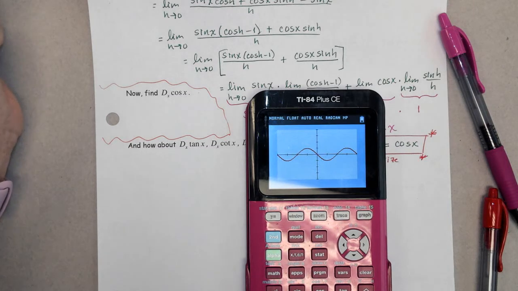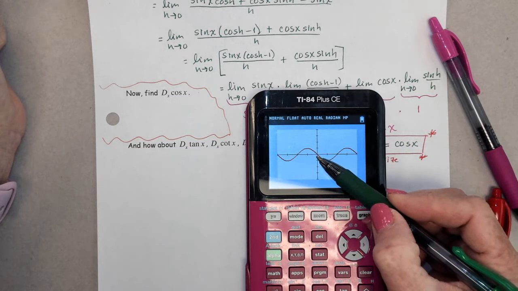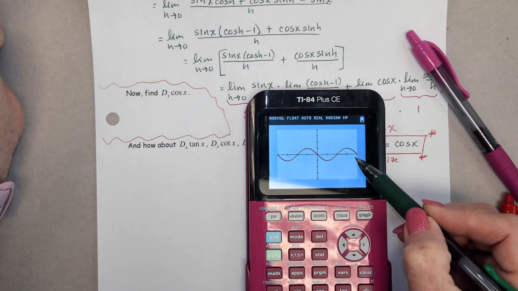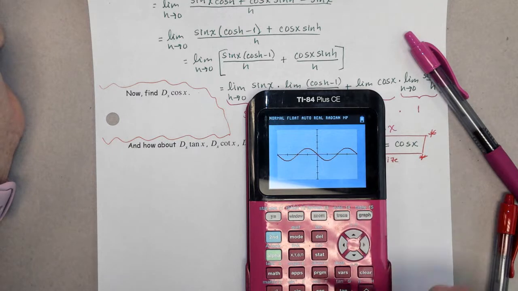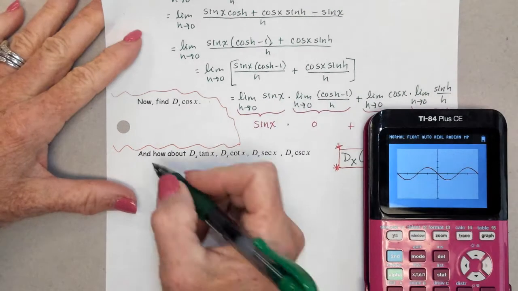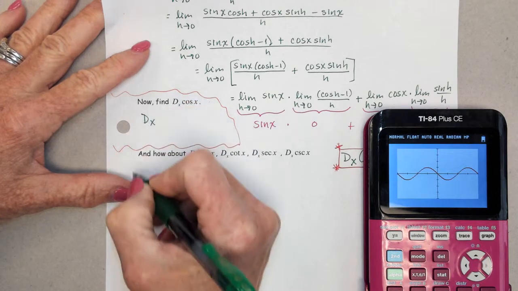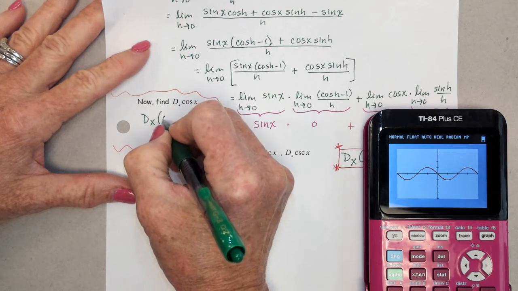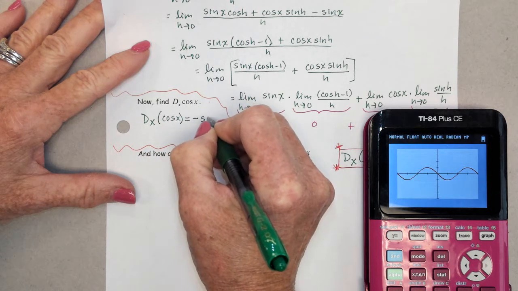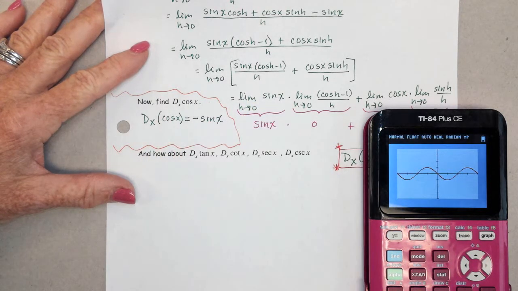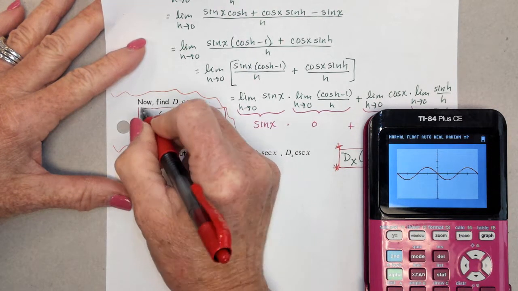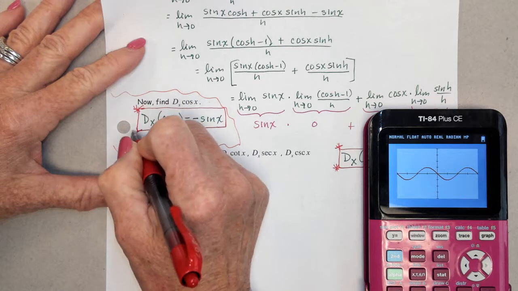Looks like sine, but it's not sine, because sine would normally start at the origin and go up first and then down. So this is y equals negative sine x. What that means for us over here is that the derivative of cosine x is opposite sine x. Please memorize that one as well.